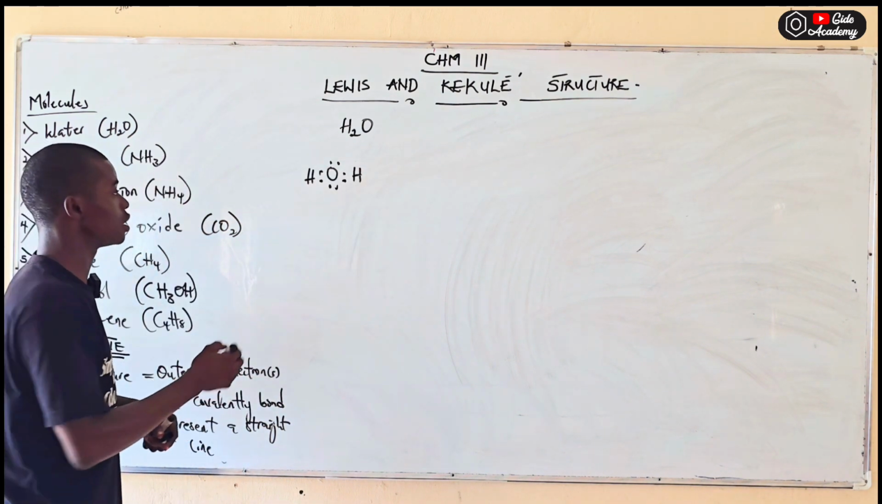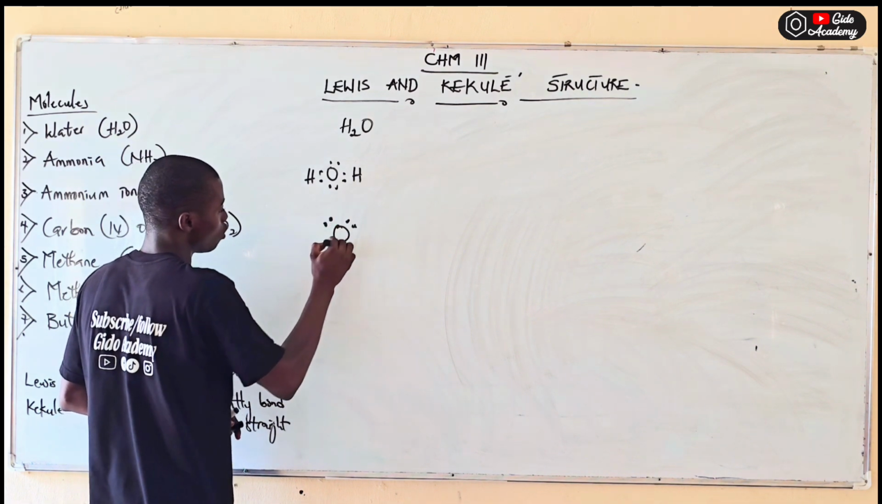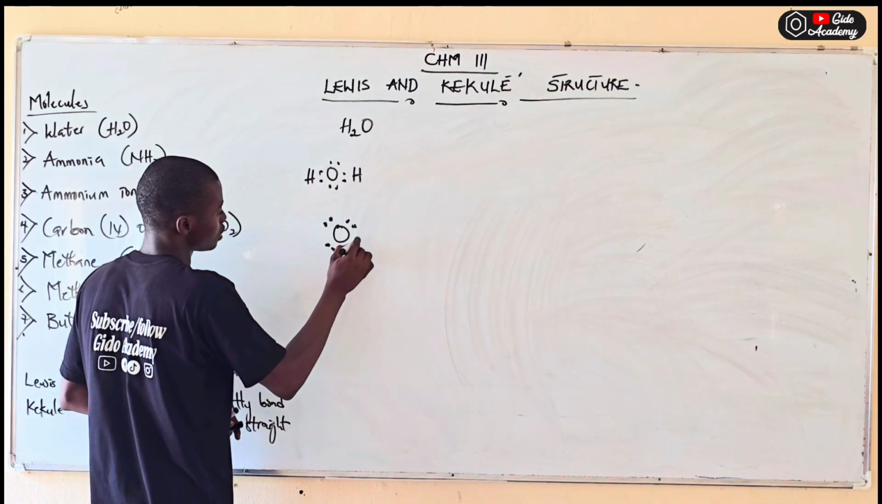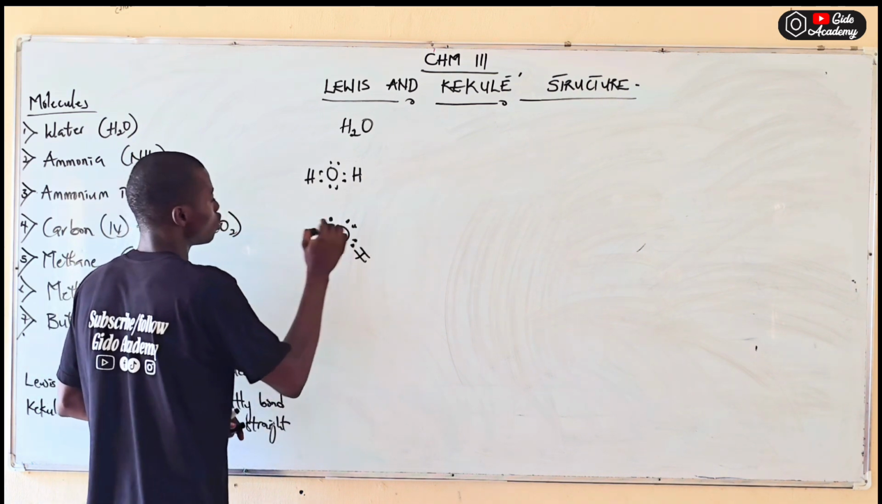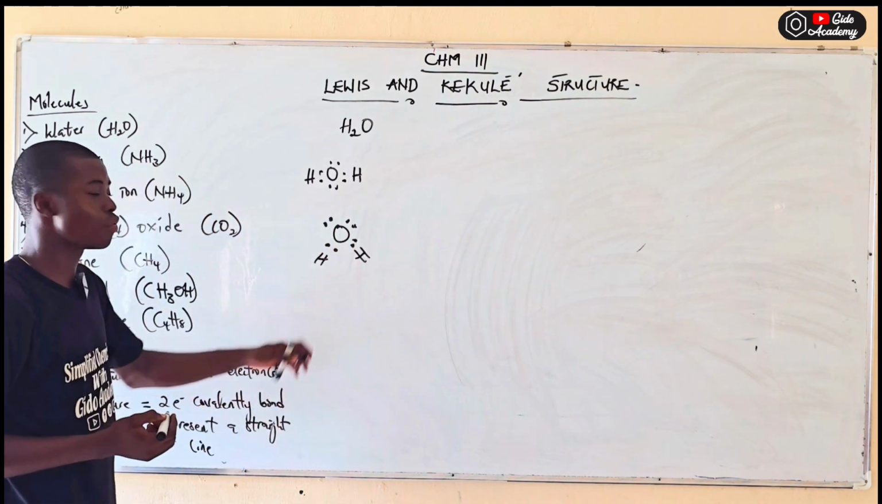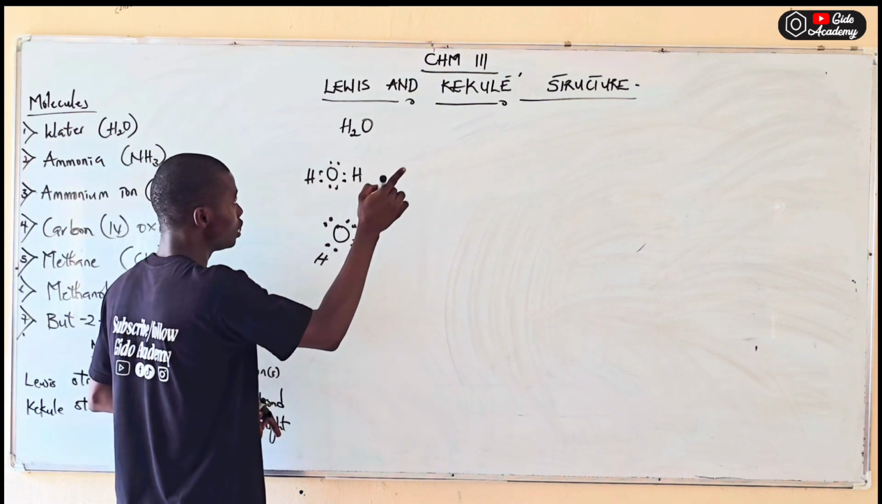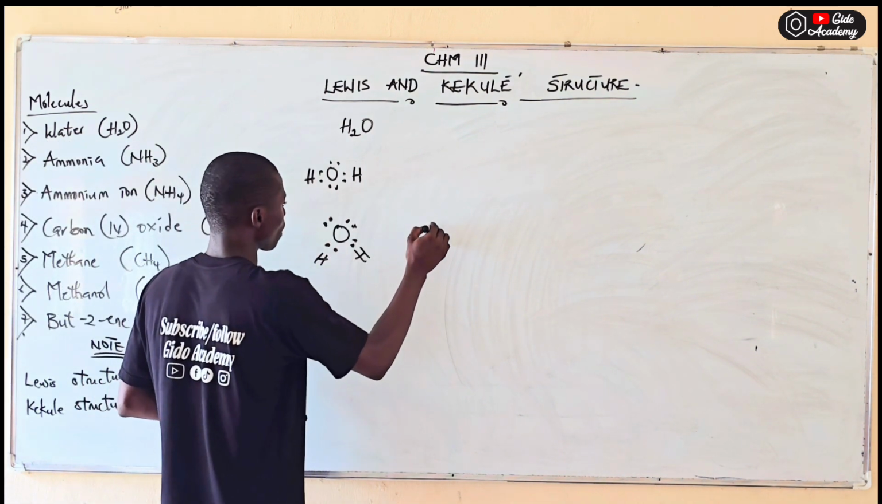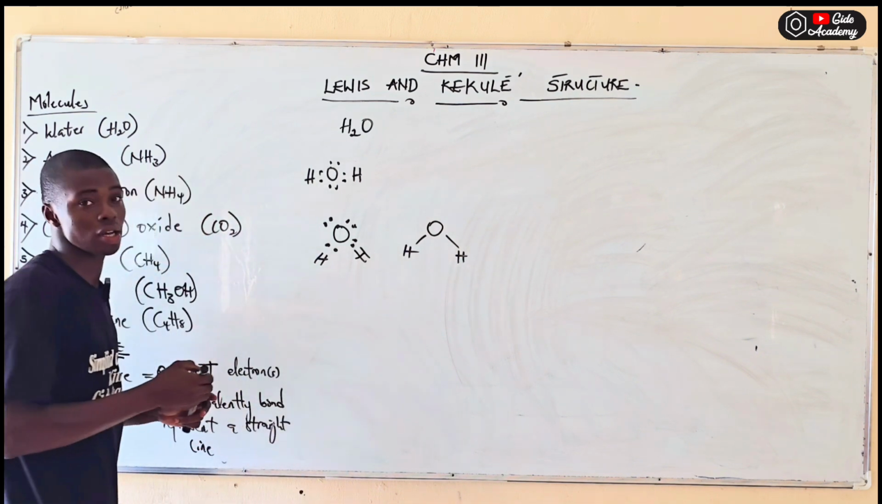So the structure can look like this, with oxygen 1, 2, 3, 4, 5, 6. Hydrogen will be here, another hydrogen will be here. The structure will look like this. So if you want, this is even a standard structure. If you want to draw this using Kekule structure, it will be oxygen bonded to a hydrogen, bonded to a hydrogen. As simple as that.